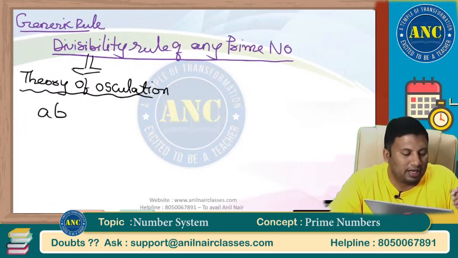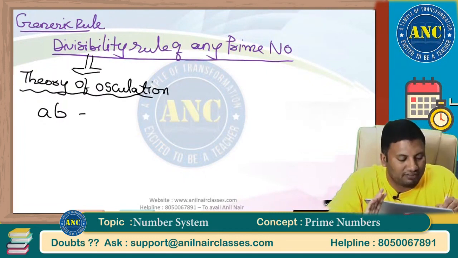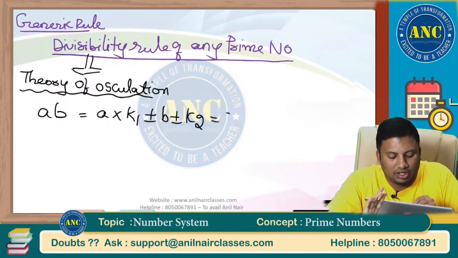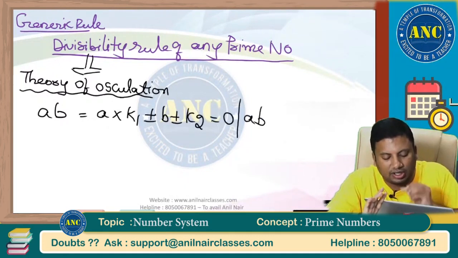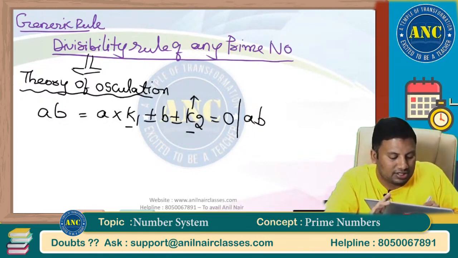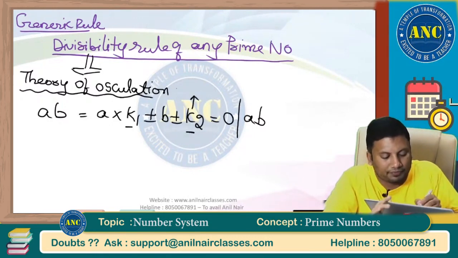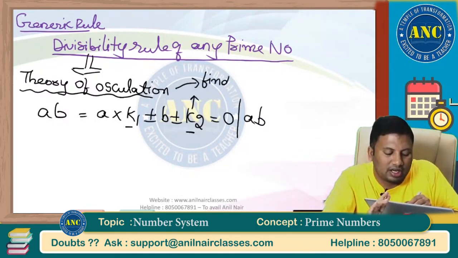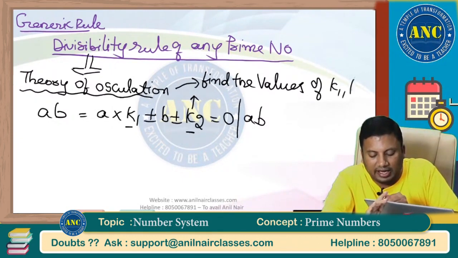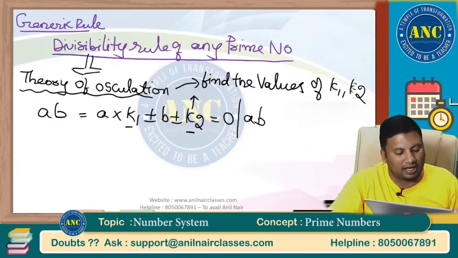AB is a representation of a number. If you can find the values of K1 or K2 such that the resultant is 0 or the given number, then you can find the divisibility rule. Here K1 and K2 we don't know. The theory of osculation helps us in finding the values of K1 and K2. I will take a few examples, then it will be clear to you.